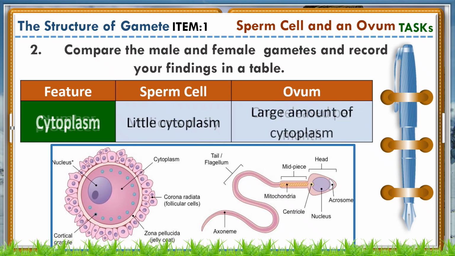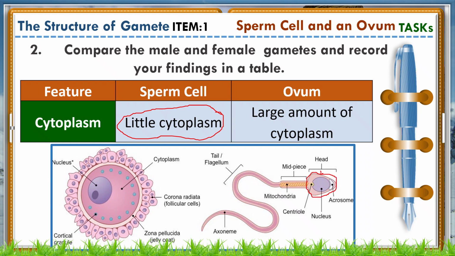Then we come to the cytoplasm. If you look at the cytoplasm of the sperm, it has very little cytoplasm. Whereas the ovum has a large amount of cytoplasm. It has very large cytoplasm. Compare the cytoplasm of the ovum and the cytoplasm of the sperm.